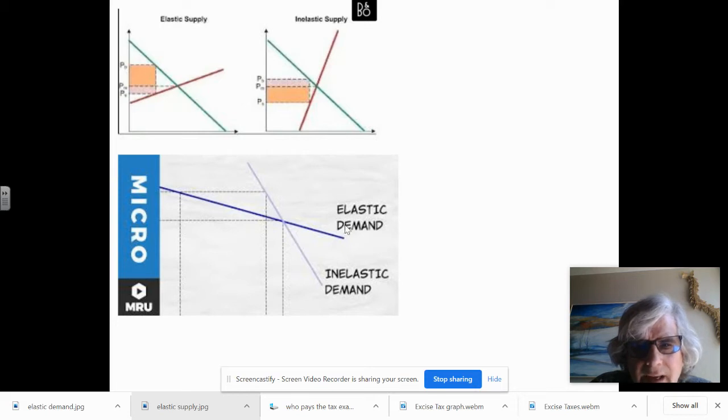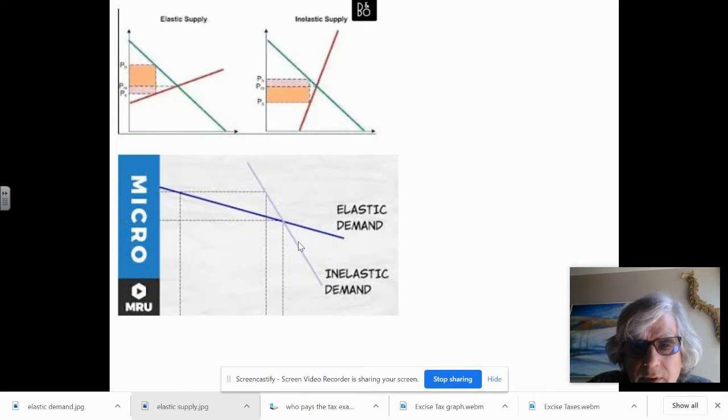Now, elastic demand is typically a luxury good. It's something that there are substitutes for. And basically, if there's a higher price, you will buy something else. So a small change in price will have a big change in quantity demanded. Here, you might have a large change in price and a very little change in quantity demanded. So an elastic demand is very flat.